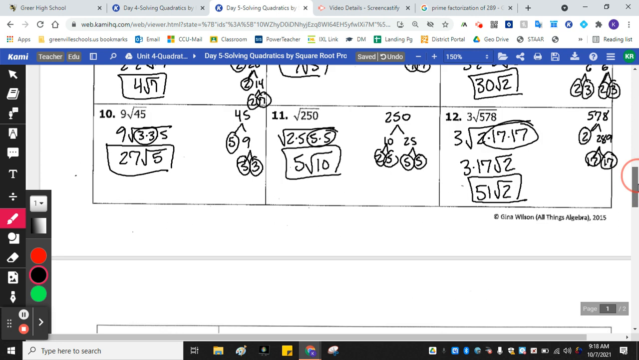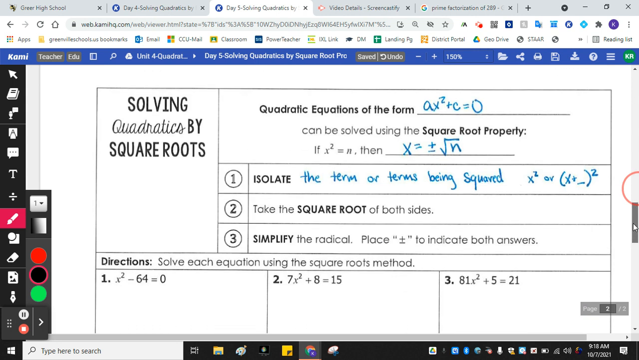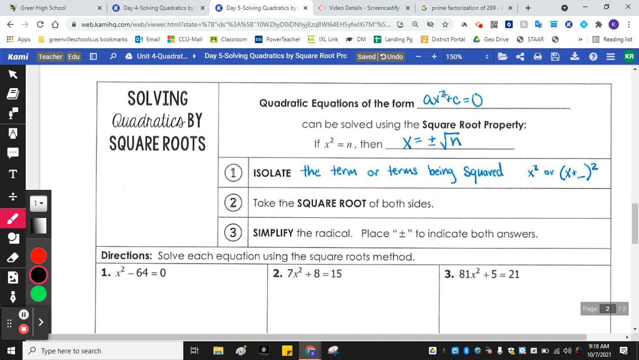Why we have to review that is because that's how you're going to solve a quadratic equation. If it is in the form ax squared plus c equals 0, you can solve it using square root. The main thing about solving with square root is you can only do these if there's an x squared but not an x. So the trinomials ax squared plus bx plus c, if there's an x term, you cannot use the square root method. That's why we still have to know how to factor.